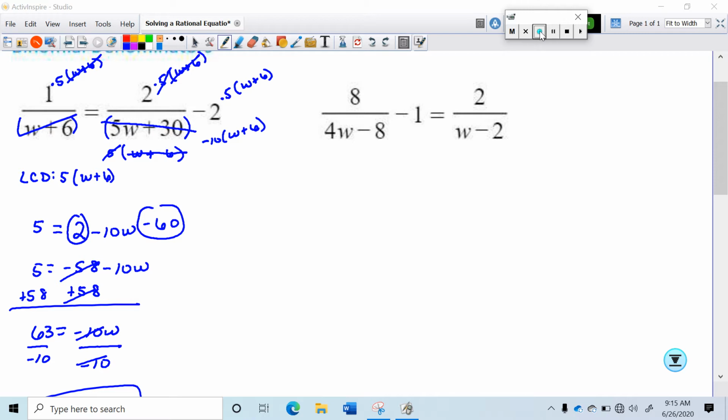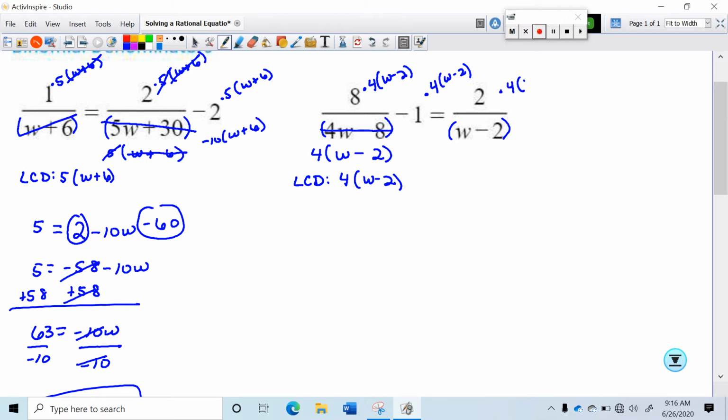Okay, so I need to find my LCD. 4W minus 8, I can factor a 4 out of that. So 4 and a W, I take a 4 out, that's a W, minus sign, 8 divided by 4 is 2. And then W minus 2 over here. So my LCD is a 4 and a W minus 2. I already have the W minus 2 listed. So this is the LCD. So put that with each term. Times 4 times W minus 2, times 4 times W minus 2.